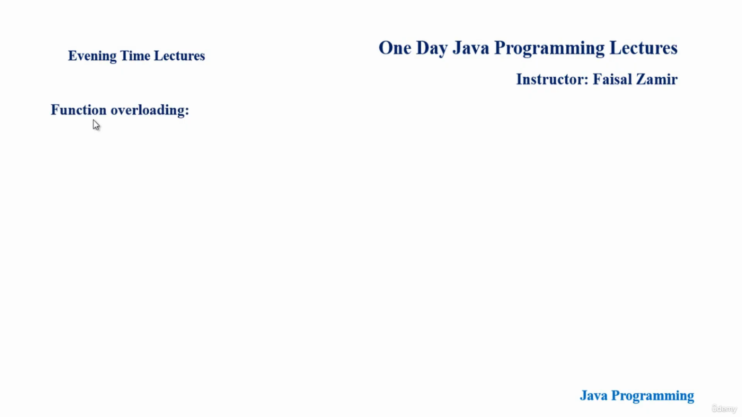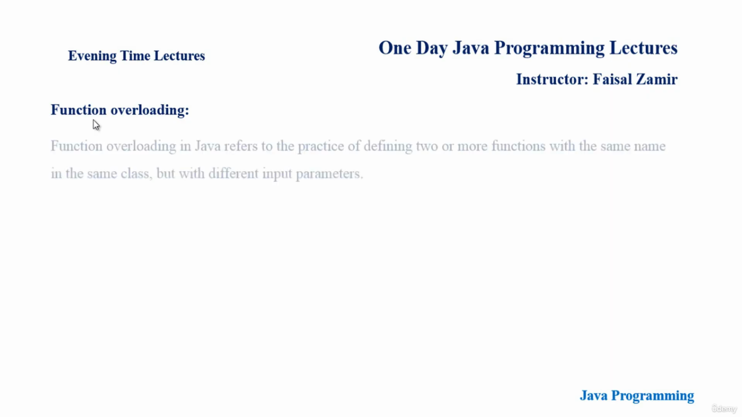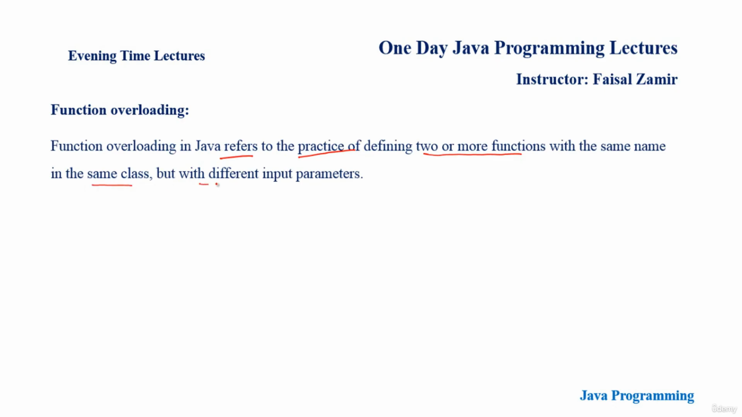We have already discussed the function overloading concept in other programming languages, for example PHP, C sharp, C, and C++, but in this Java course we also have to learn how function overloading works. Function overloading in Java refers to the practice of defining two or more functions with the same name in the same class but with different input parameters. So it is the same definition as we learned in other programming languages, for example C++.